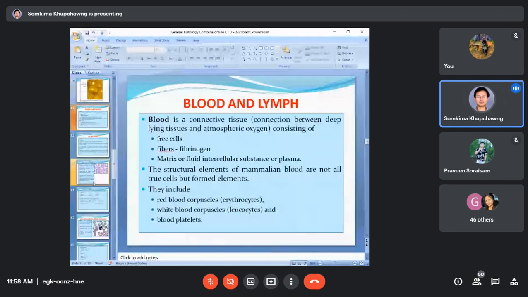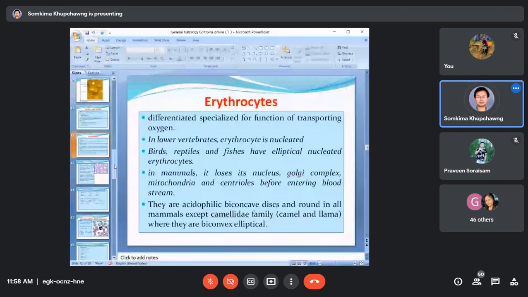So first, we'll discuss the erythrocytes. Erythrocytes are red blood cells. These cells are differentiated, specialized for the function of transporting oxygen. In lower vertebrates like birds, reptiles, and fish, the erythrocyte is nucleated. But in mammals, the nucleus is lost along with the Golgi complex, mitochondria, and the centrioles before entering the bloodstream.